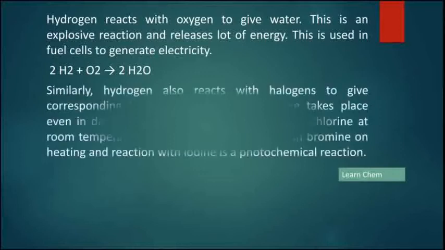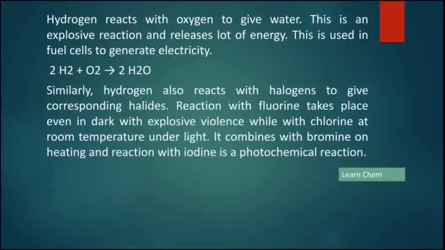Another reaction, hydrogen can combine with halogens to give corresponding halides. That means HI, HCl, HBr can be formed. But the conditions for the reactions differ with the nature of the halogen. For example, with fluorine, the reaction takes place even in dark conditions. But with chlorine, it occurs only at room temperature and in the presence of light. But for bromine, we require heating. But for iodine, it's a photochemical reaction.